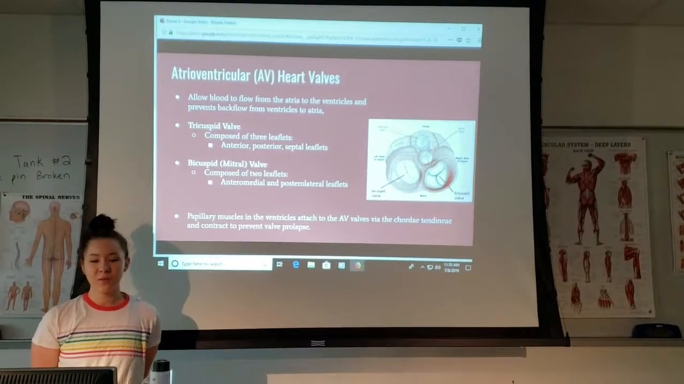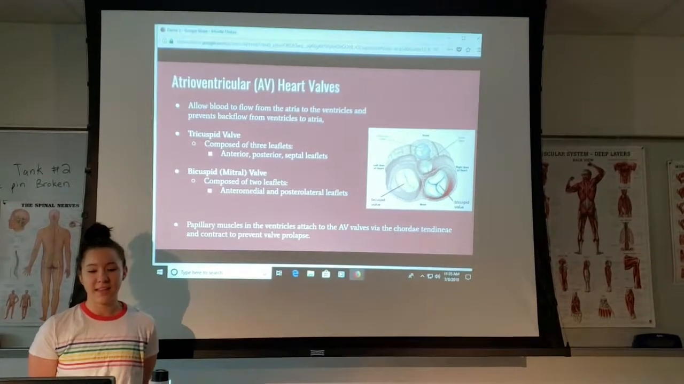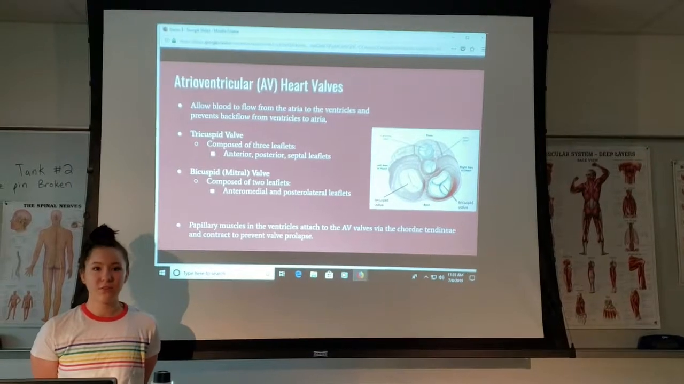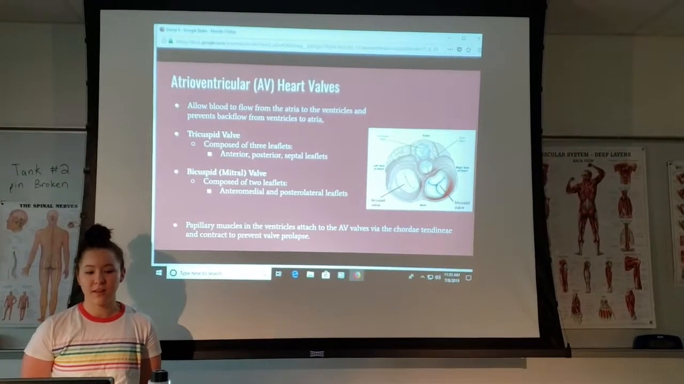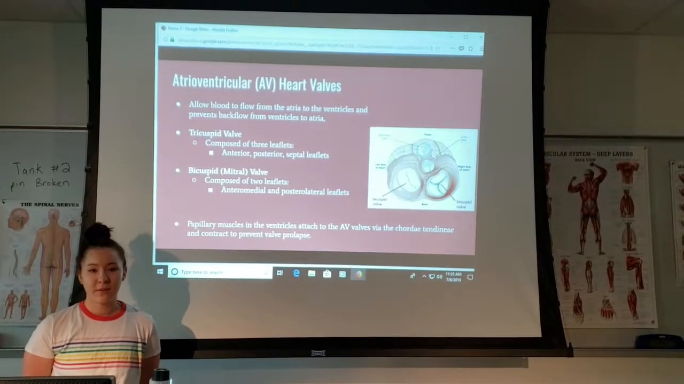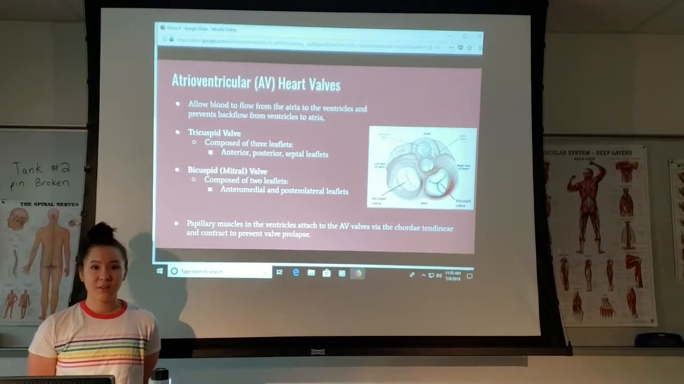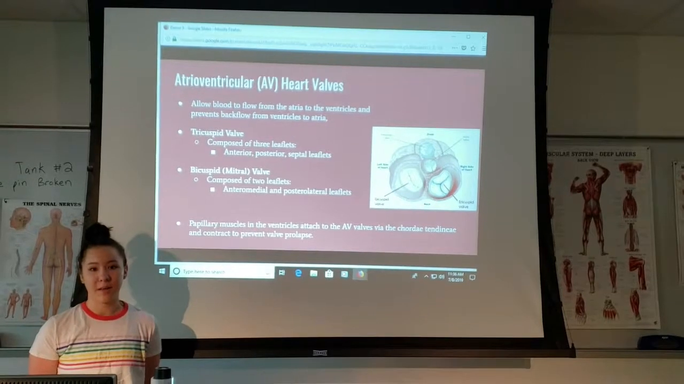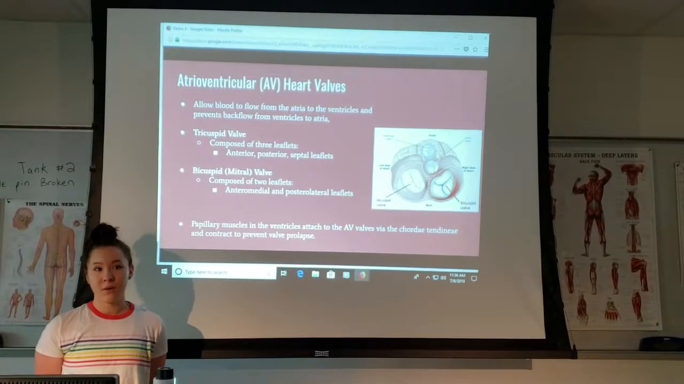So I'm going to tell you about the atrioventricular valves of the heart. They are also known as the AV valves. These valves allow blood to flow from the atria to the ventricles, and they also prevent backflow from the ventricles to the atria. So the first one is the tricuspid valve. It goes from the left atria to the left ventricle, and it is composed of 3 leaflets called the anterior, posterior, and septal leaflets. The next AV valve is the bicuspid or mitral valve.